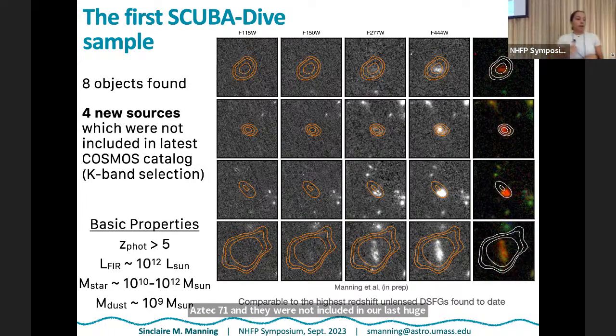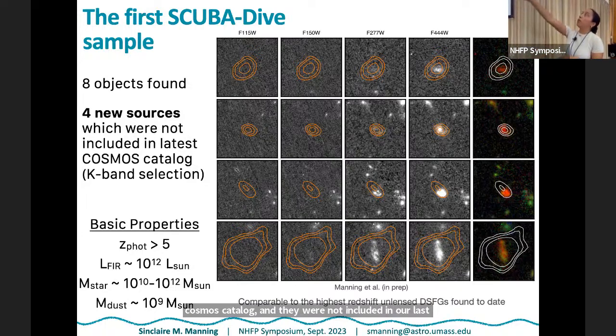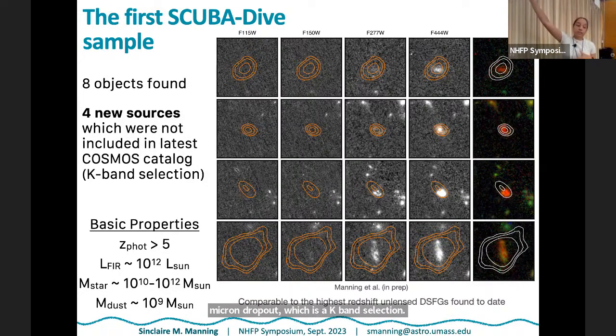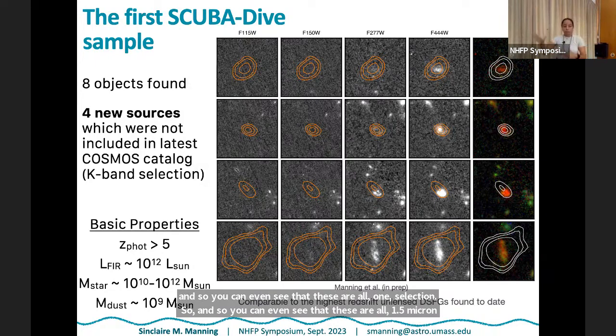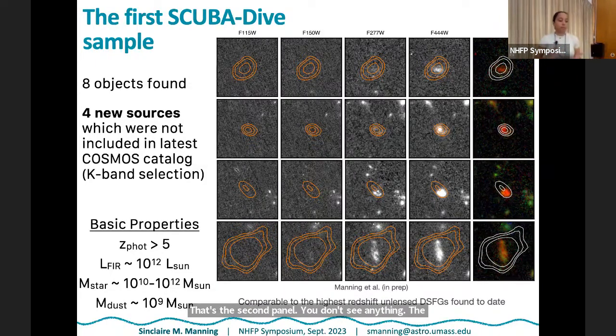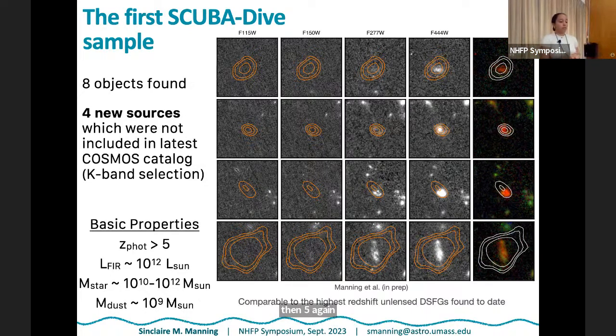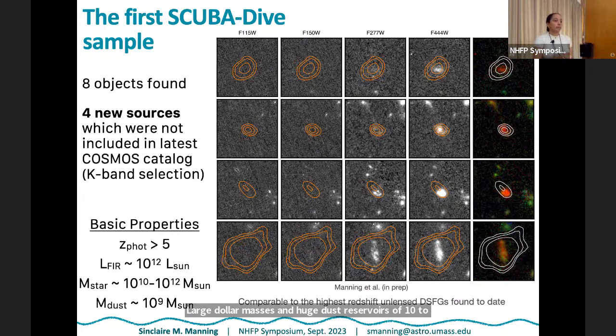You can see that these are all 1.5 micron dropouts. That's the second panel. You don't see anything. The second object is actually a non-detection at 2.7 microns as well, which is very cool. Broadly, they all share similar properties. All their photometric redshifts are greater than 5. Again, they have whopping far infrared luminosities, large stellar masses, and huge dust reservoirs of 10 to the 9 solar masses. So there are a lot of questions of how we build up all that dust within the first 2 billion years of the universe.